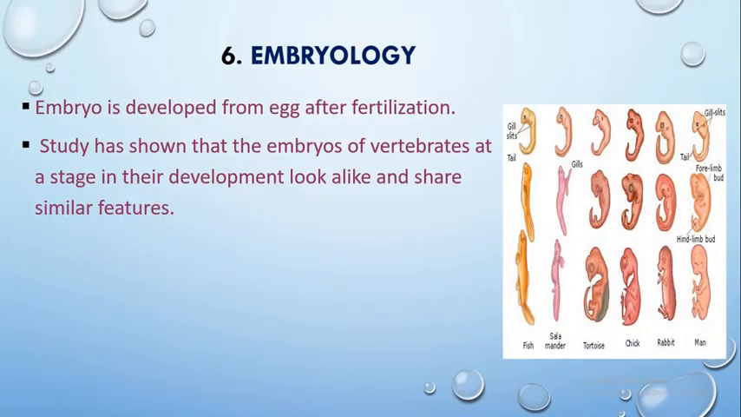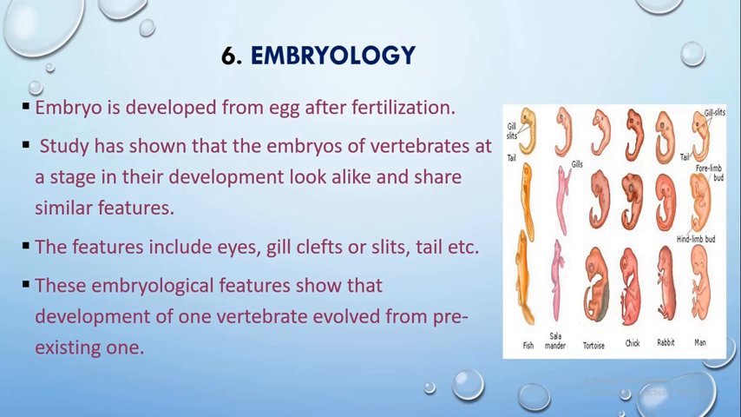Okay, I want to look at the last one here, though we have others such as the vestigial functions or parts of the body and so on. Number 6, embryology. Now, you know what embryos are? Yes, when egg cells are fertilized by the sperm cell, what will be formed after that is the embryo. So the embryo is developed from the eggs after fertilization. Studies have shown that the embryos of vertebrates at certain stages in their development look alike and share similar features. Okay, the features include possessing eyes, tails, gill clefts or slits.